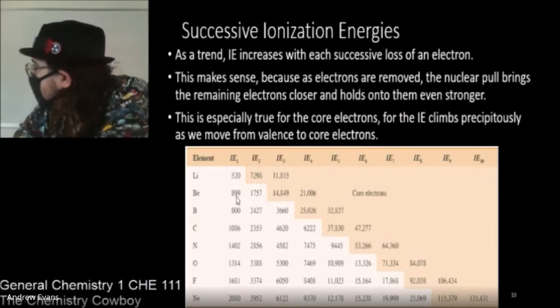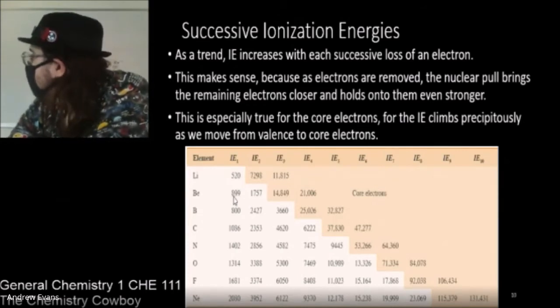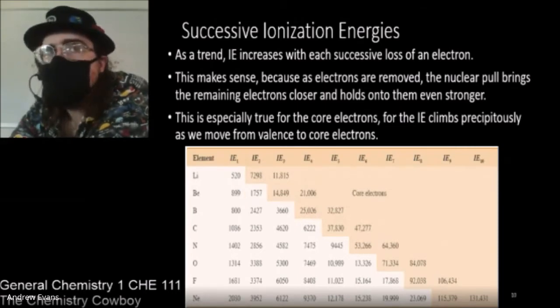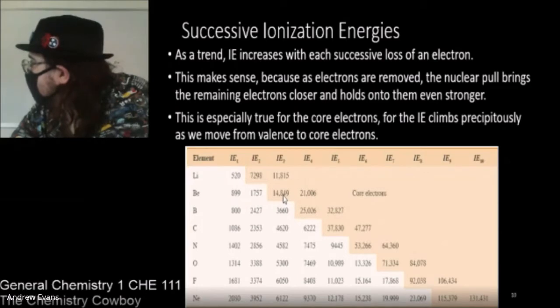Beryllium, I'm not sure if that's 899. It doesn't really matter. But it's a little bit higher because remember, ionization energy goes up as we go across the table. The next one, 899 or whatever, jumps to almost 1,800. But then goes from 1,800 or 17 something to 14,000. That's 7, 8, 9 times as much. It's becoming way too hard to lose another electron because we're attacking the core.